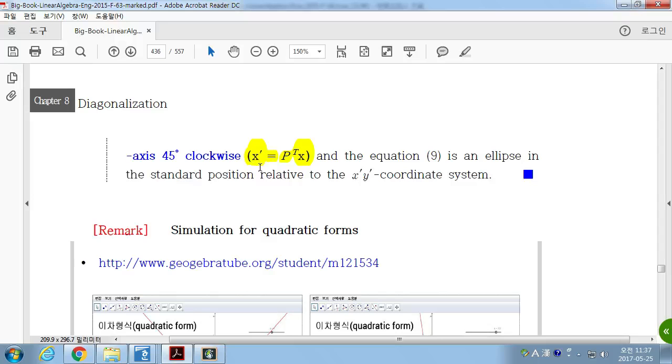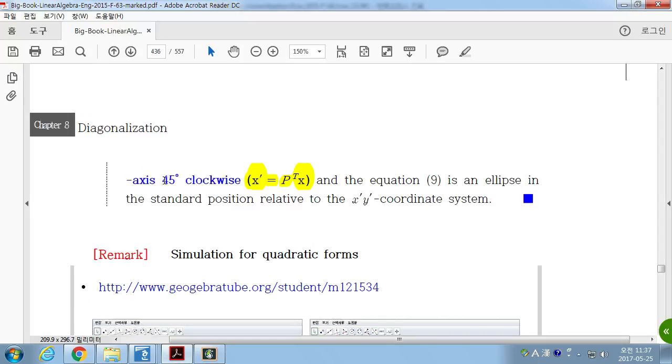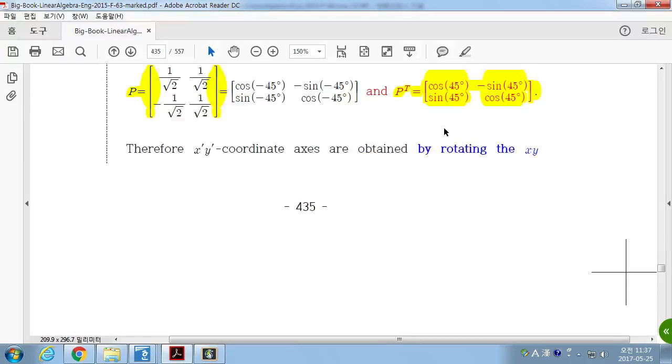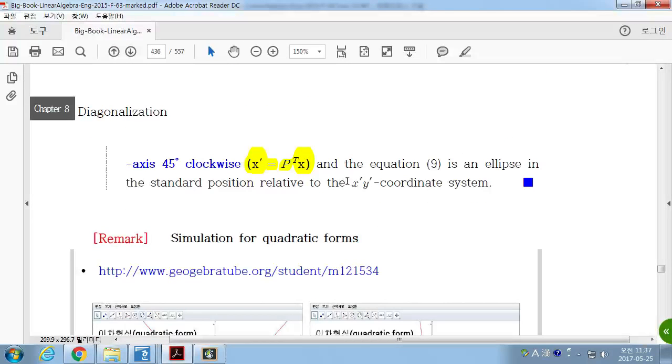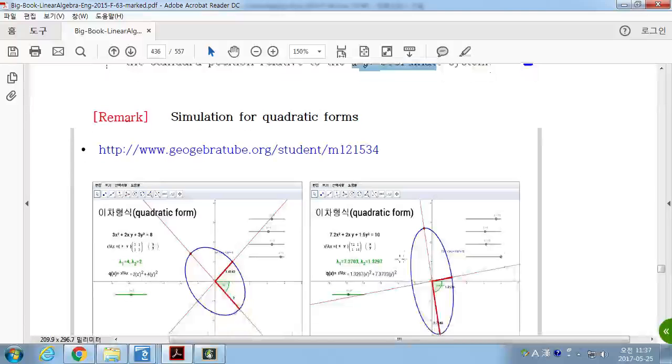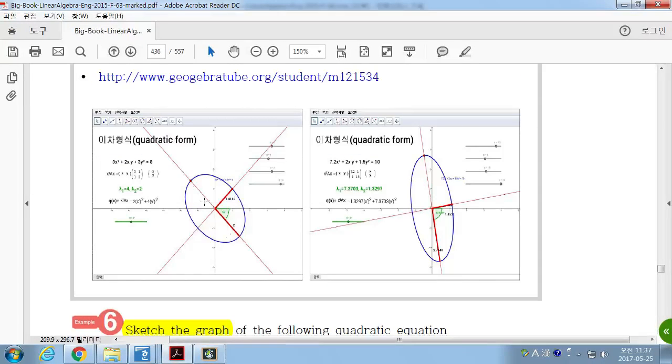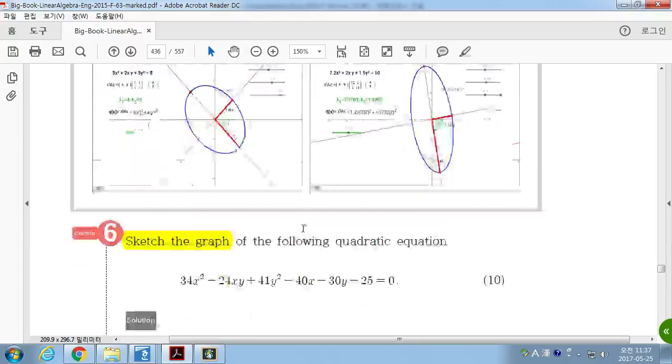Then in this axis, which is a rotation of 45 degrees, that is an ellipse. So it all comes from what? Eigenvalues and the matrix P. That's it. This tool that we made shows you how to simulate the quadratic forms.